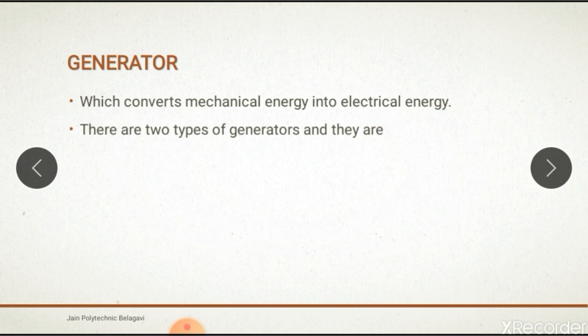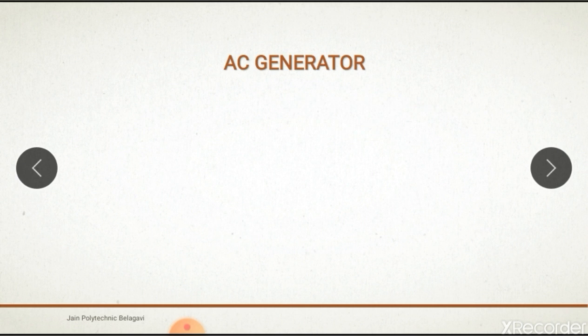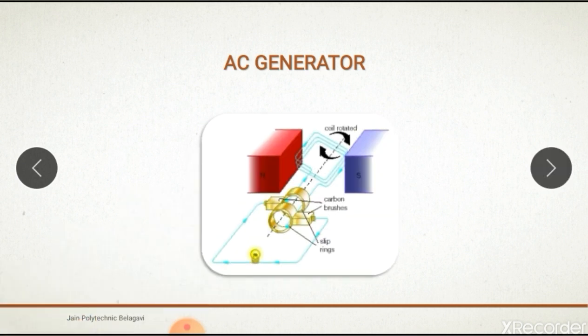There are two types of generators and they are AC generator and DC generator. AC generator. AC generator is also called as an alternator. It is an electrical machine which converts mechanical energy into alternating current electrical energy. It is an alternating current generator. So, it is usually called as alternator. This is the diagram of AC generator.